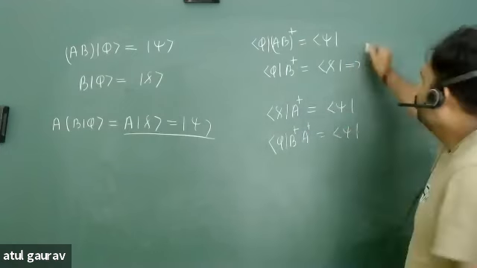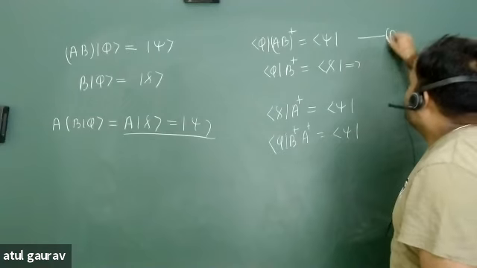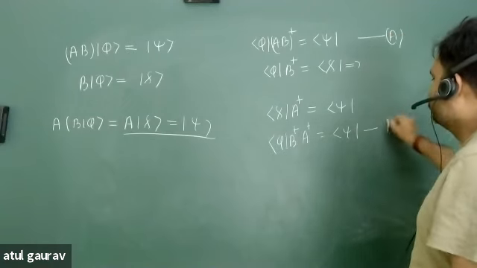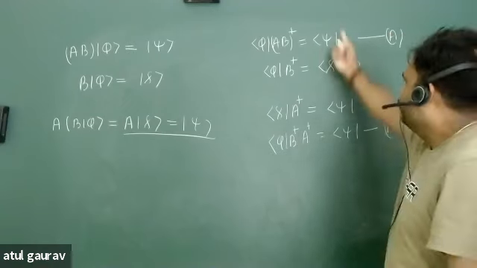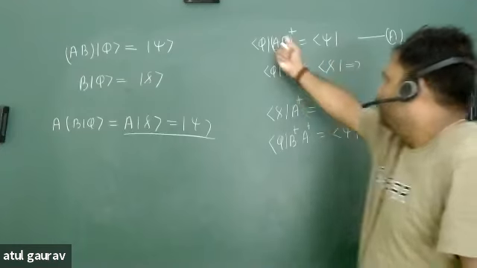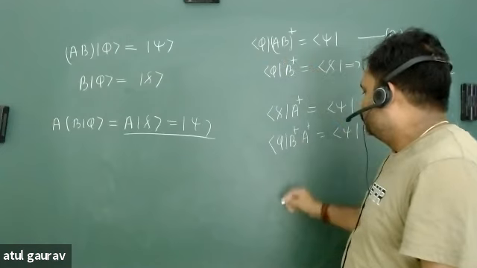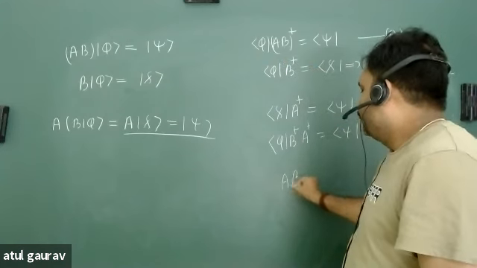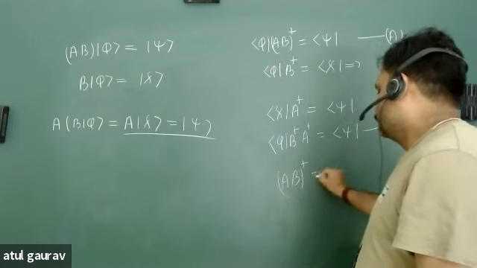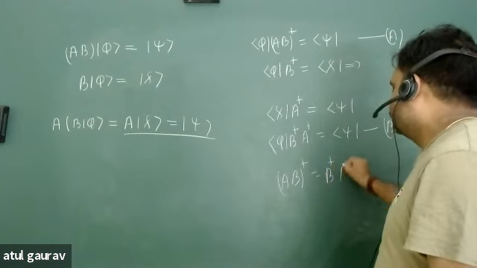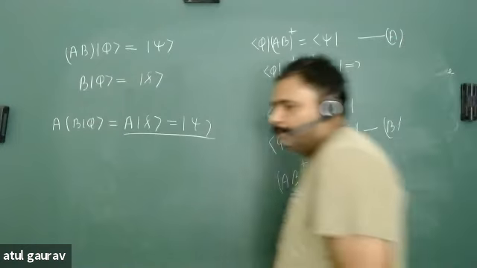So now you can compare equation A and equation B. The right hand side is the same thing, and the left hand side this ket is the same, so this is equivalent to this. So we can prove (AB) dagger is equal to B dagger A dagger. Are you getting it?